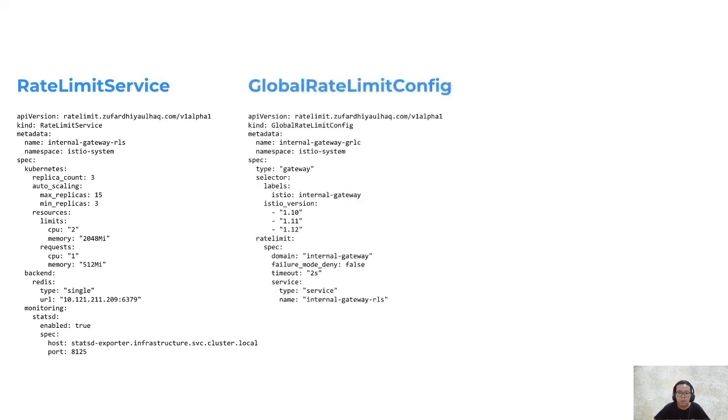Global rate limit config will enable rate limit functionality in a specific deployment, selected by the label, as you can see in the global rate limit config. In this case, we are selecting the Istio gateway. You can configure which versions you want to enable the rate limit for, for example, 1.10 until 1.12. In this specification, we select the service to be the rate limit service.